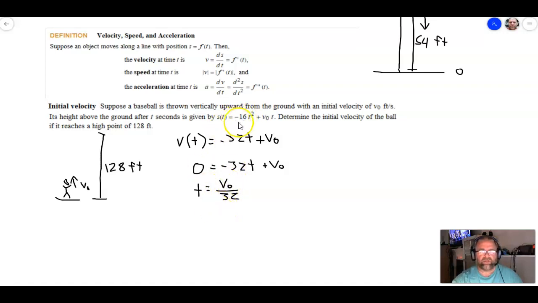So now I'm going to go back to my position function here, and I'm going to replace t with v naught over 32. So s of t is equal to, and really, what am I caring about here? I'm caring about when the height is 128. So I can actually go ahead and do that now. So I'm going to replace my s of t with the 128.